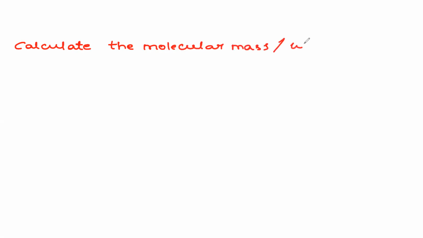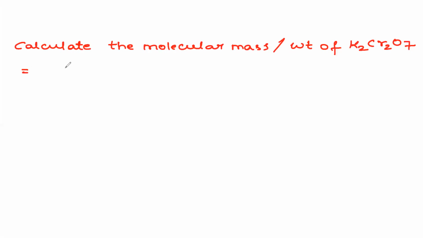Calculate the molecular mass, or molecular weight, of potassium dichromate, K2Cr2O7. So how to find molecular weight? Simple it is.